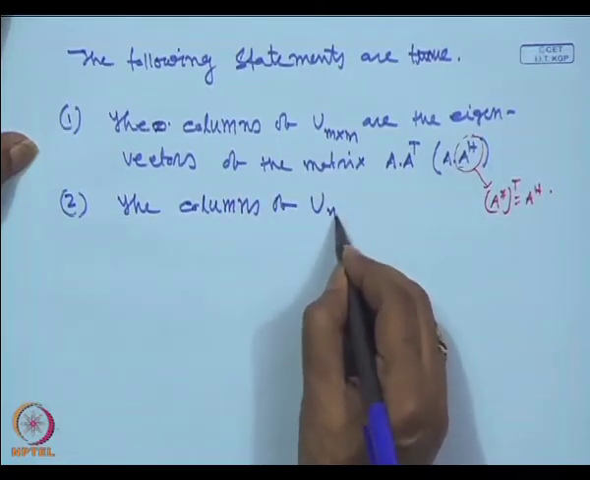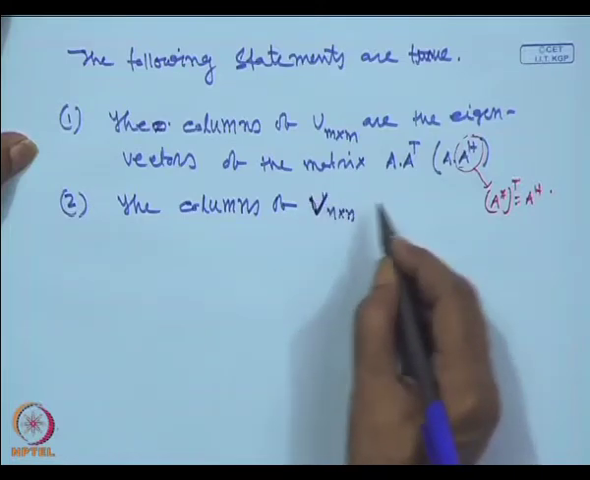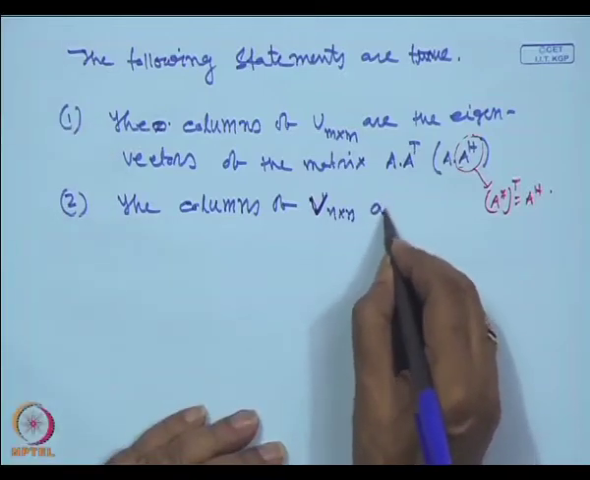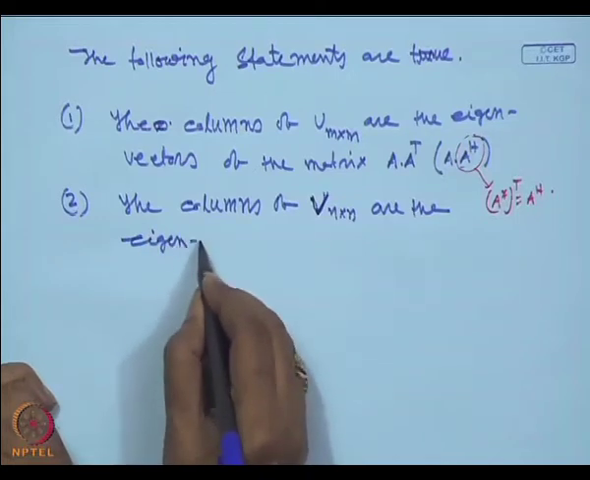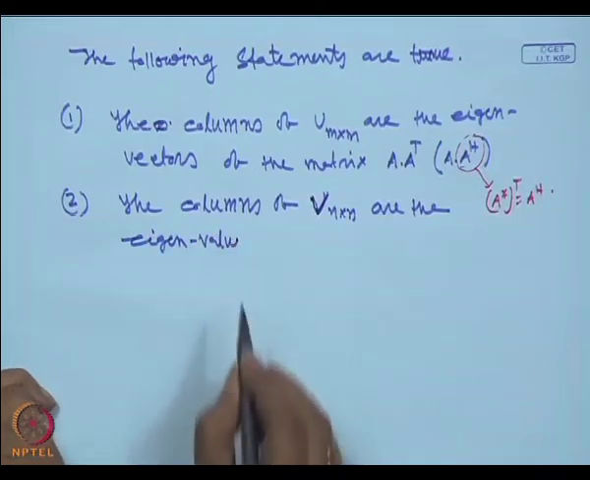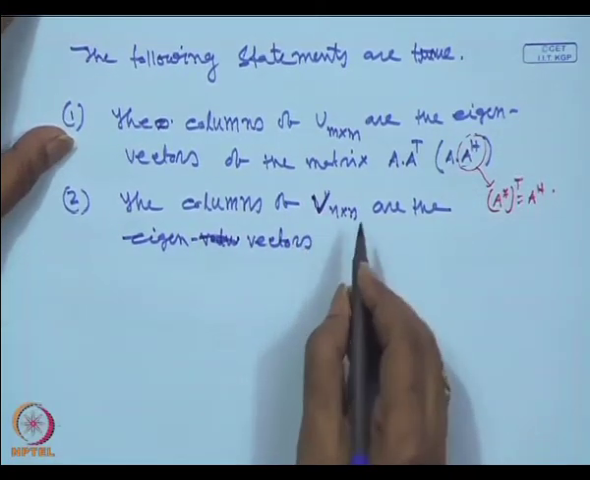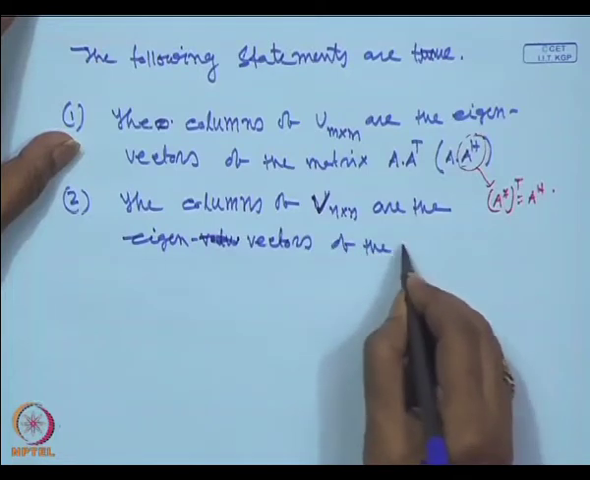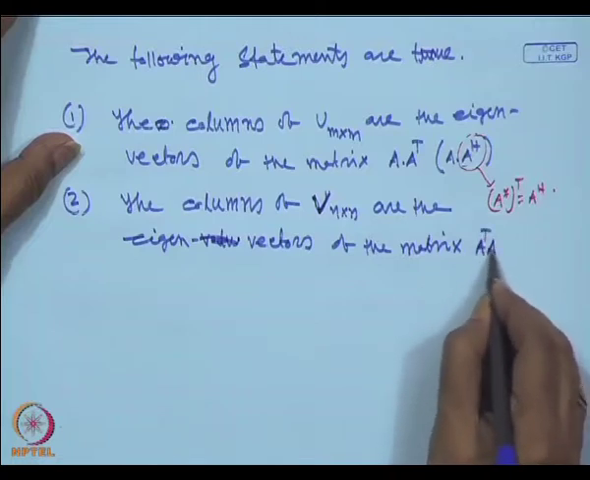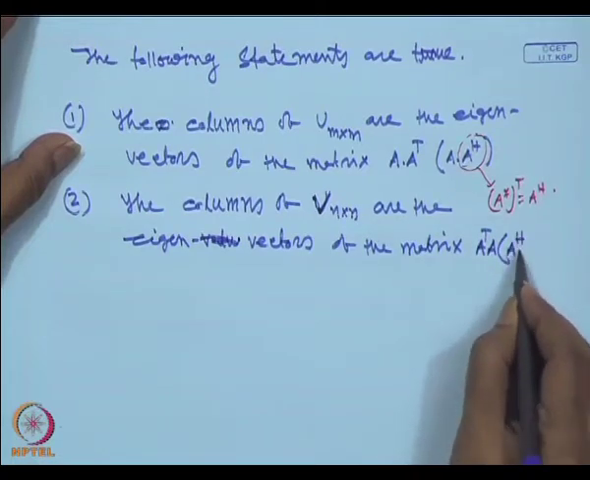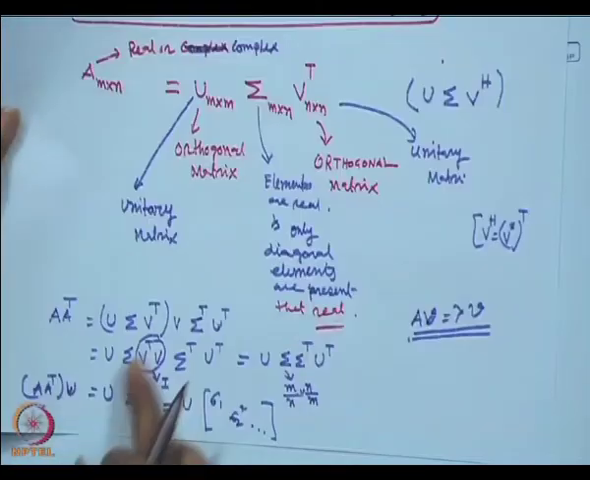V, n cross n, are the eigenvectors of the matrix A transpose A, which is A^H A for complex. Similarly, you can prove this one using that one.